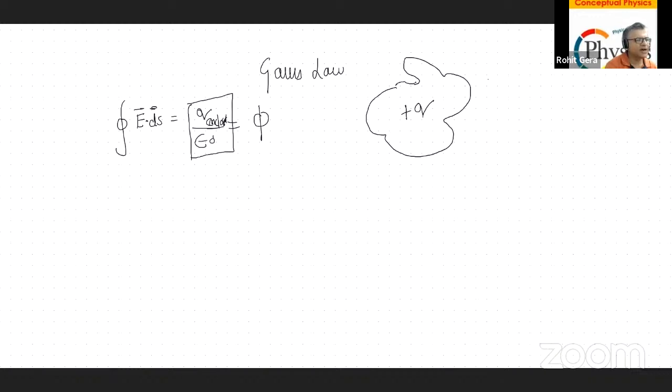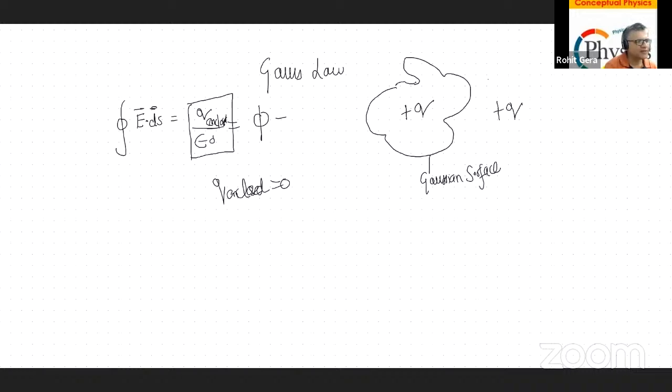But if I place a charge here, which is outside the Gaussian surface, and this is the Gaussian surface, then the flux is zero because Q enclosed is equal to zero. It is not inside the Gaussian surface.